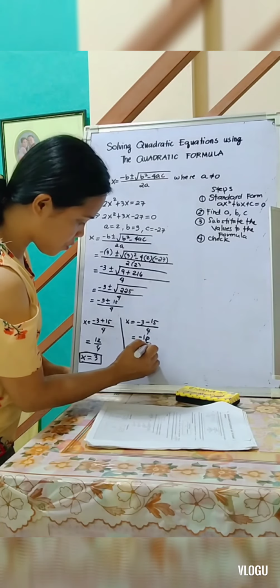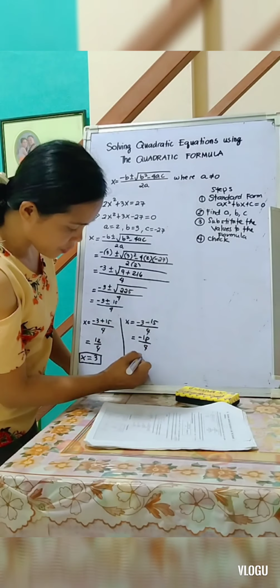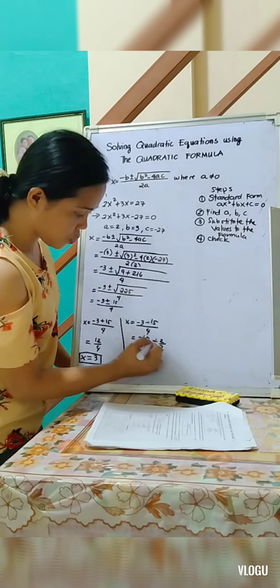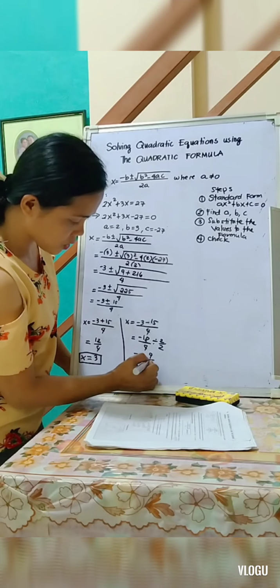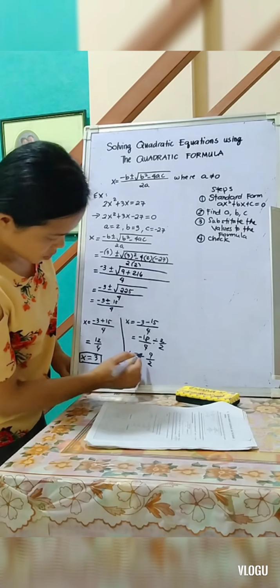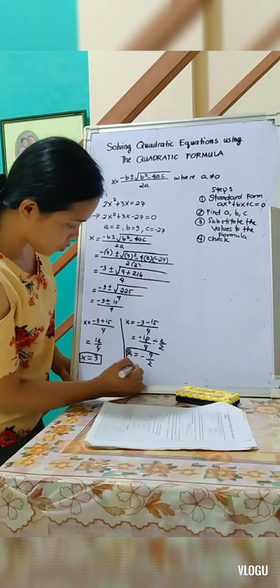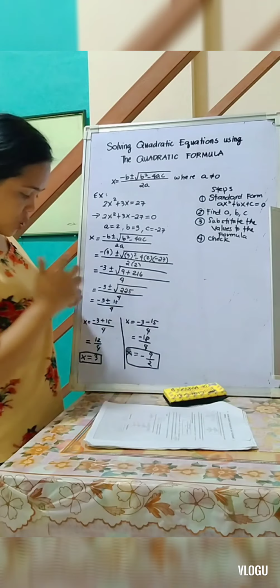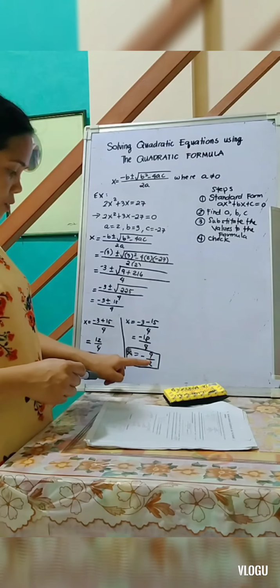Negative 18 over 4. So we can reduce. So negative 18 and 4, we divide this by 2 over 2. So 18 divided by 2 is 9, and 4 divided by 2 is 2. So our second solution is x equals negative 9 over 2. Okay, so I will erase this part. So we now have our two solutions, x equals 3 and x equals negative 9 over 2.